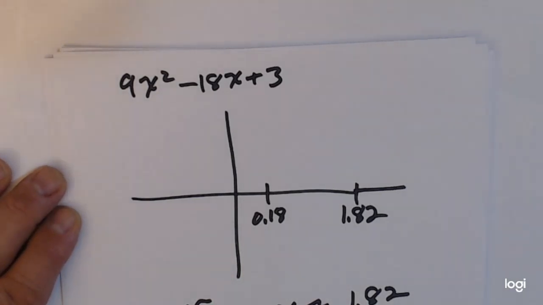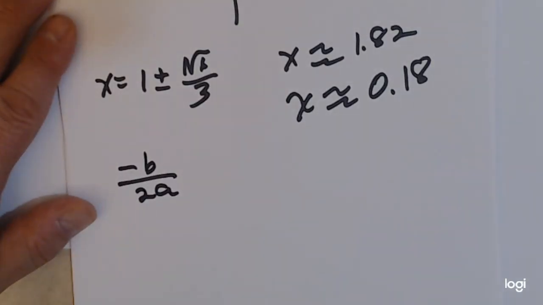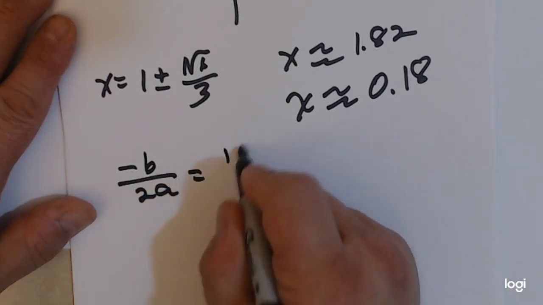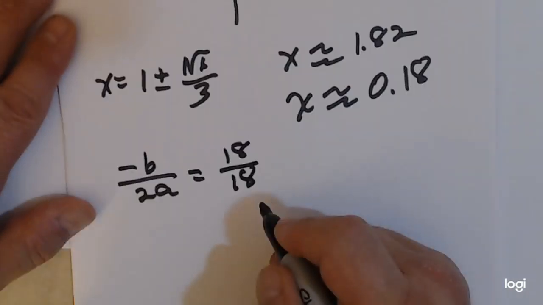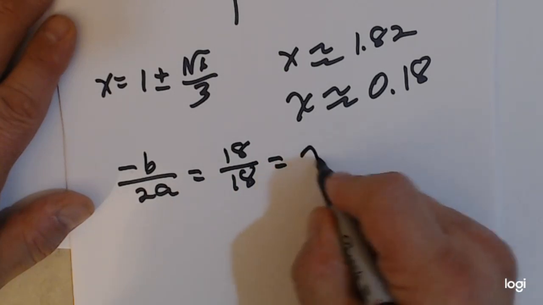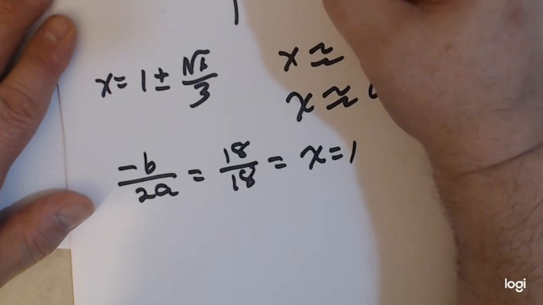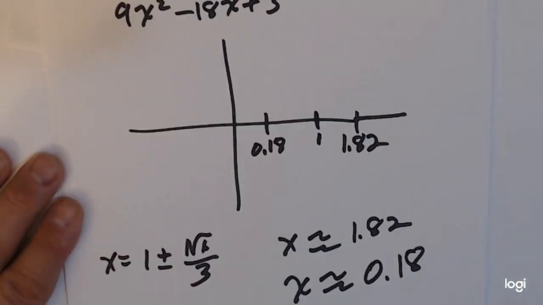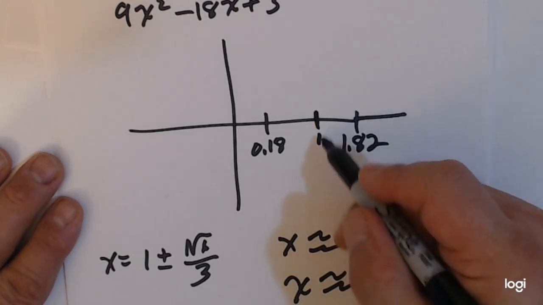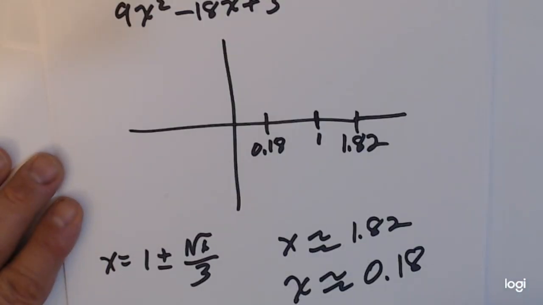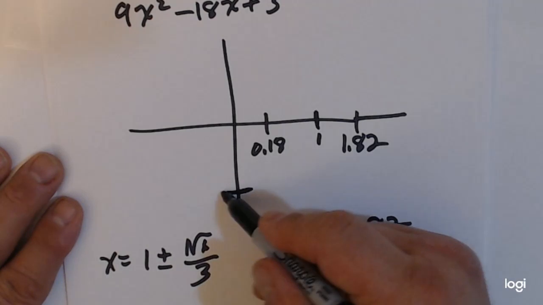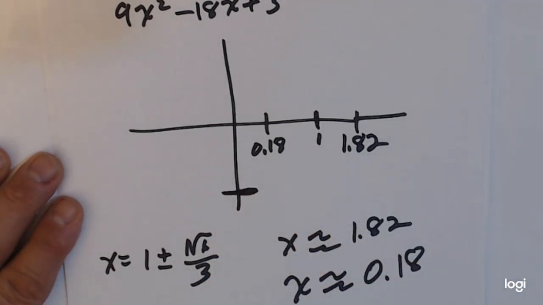And if we do, let's go back down here, negative b over 2a, we're going to get 18 over 18. So x is going to be equal to 1. This is going to cut right around here at 1. The vertex is going to be at x equals 1. And the question is, at what point does it hit down here? What's its y value where it hits?